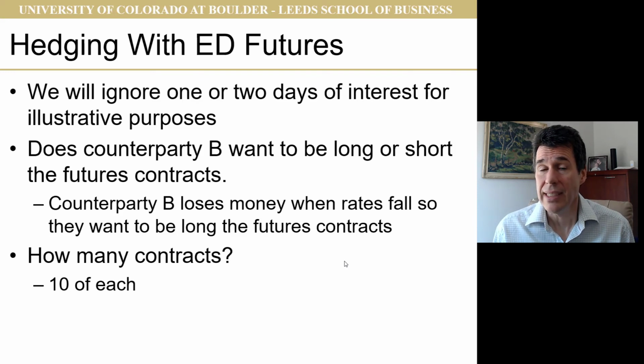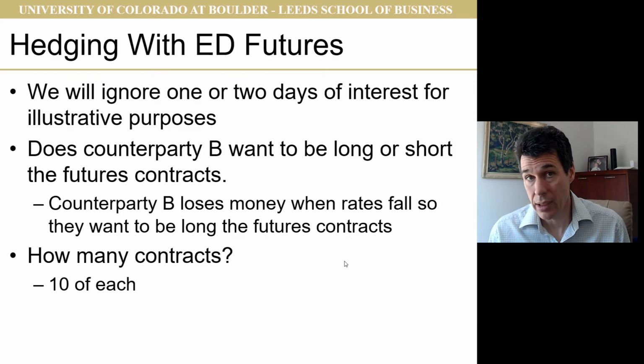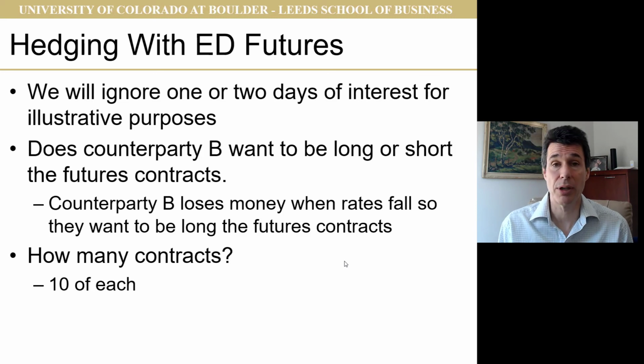Again, the notional amount of borrowing or lending in a Eurodollar contract is essentially $1 million. We're borrowing $10 million, or counterparty B is borrowing $10 million, so we want 10 contracts. We want 10 contracts of each.